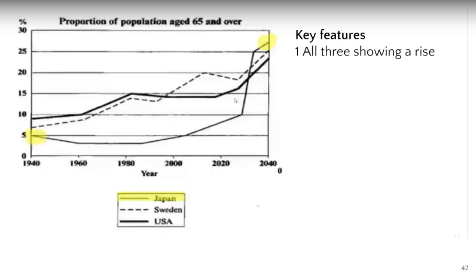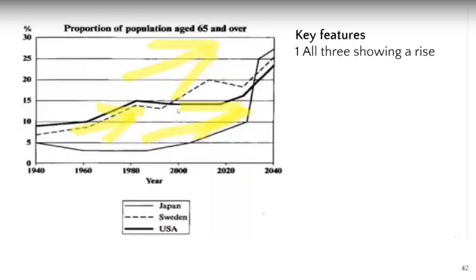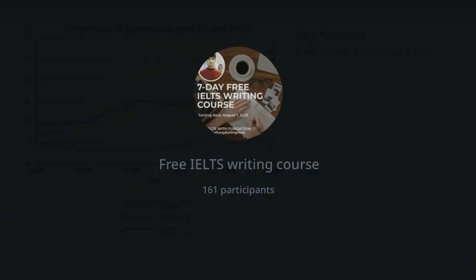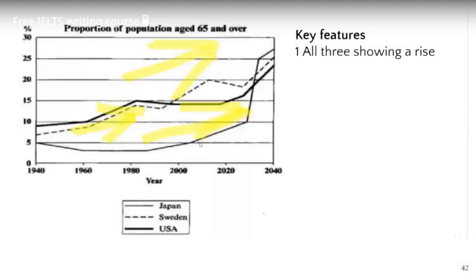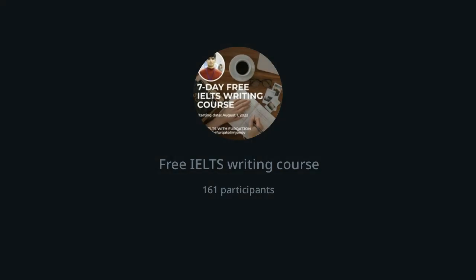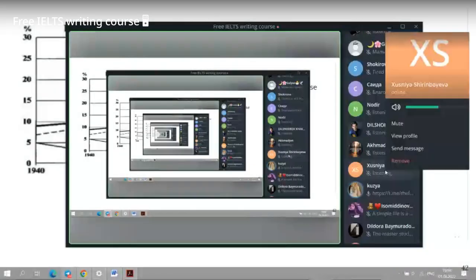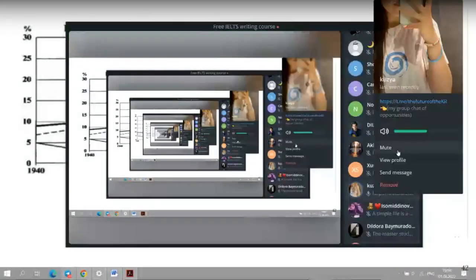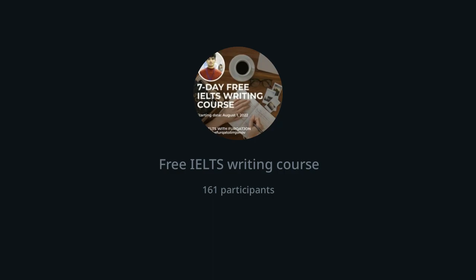Another key feature. What is something that stands out from this graph? Can you find it? What stands out? Who's that? Come on, guys, just mute your microphone. I'm trying to teach here.